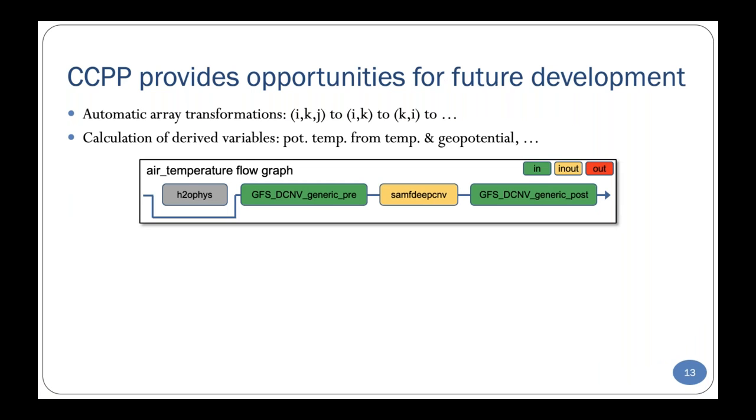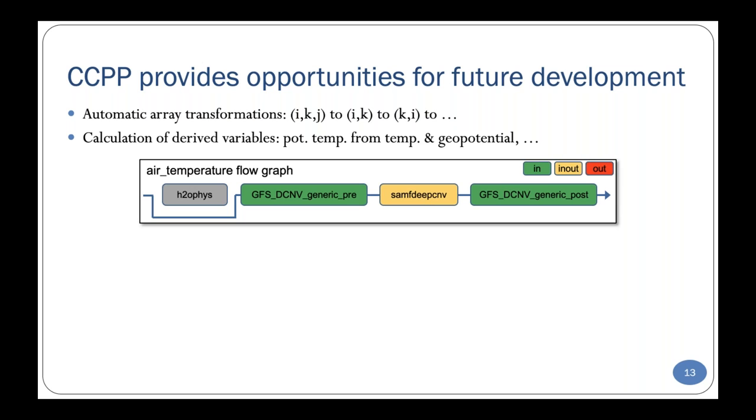Now, an important point here is that because the CCPP auto-generates so much code on the fly, it provides ample opportunities for future development. For example, we can implement automatic array transformations from IKJ to IK to KI, whatever it is, similar to what I've shown you beforehand for the unit conversions. Along the same line, we can calculate derived variables. Say a scheme wants potential temperature, but we only have temperature and geopotential from the host model.